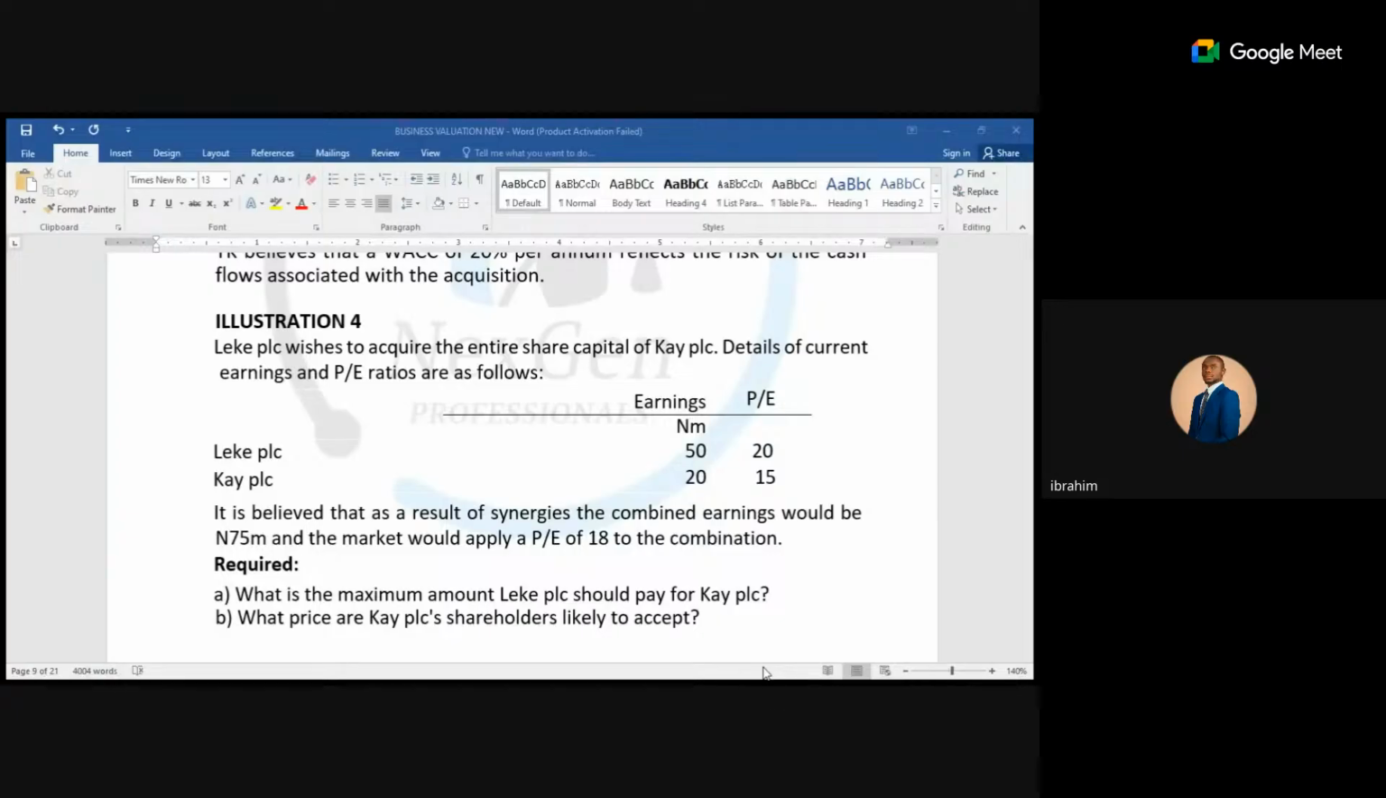And the market would apply what? A PE ratio of 18 to the combined company. Then what is the maximum price that Lekki PLC should pay for KPLC?